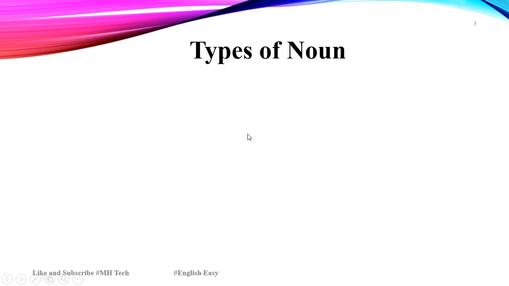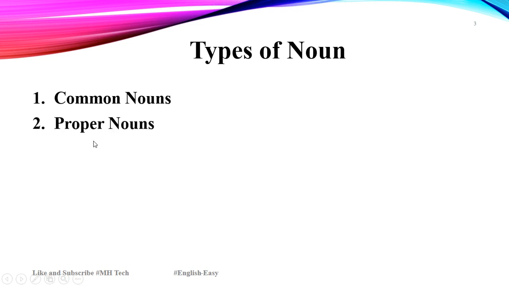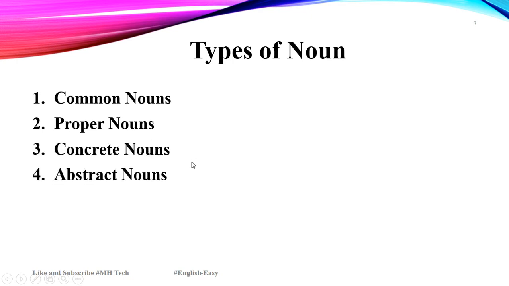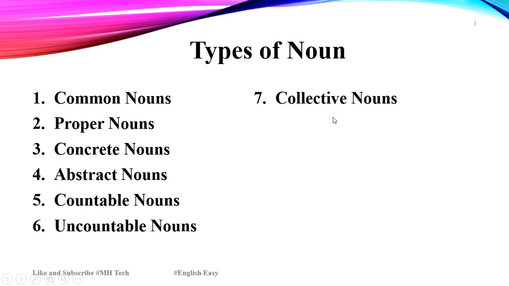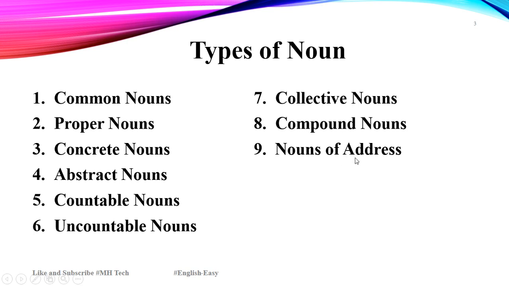And what are the types of noun in English? We have many types of noun in English. The first one is common noun. The second is proper noun. We have concrete noun, abstract noun, countable nouns, uncountable nouns. We have collective nouns, compound nouns, nouns of address, and singular and plural nouns in English.